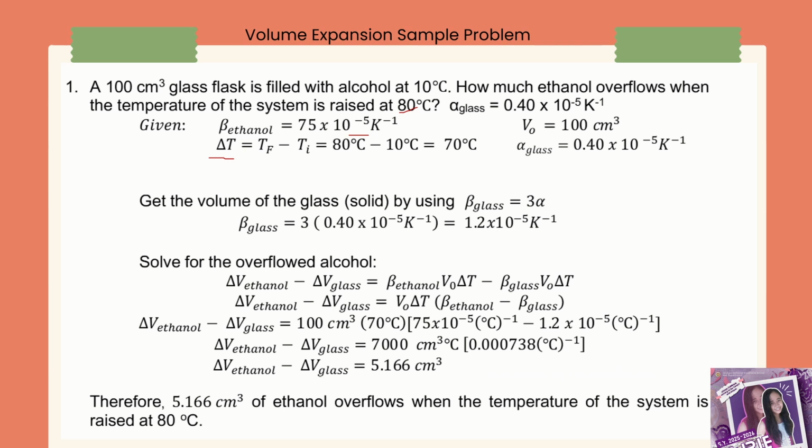We calculate the change in volume of the alcohol and the flask separately. Then we subtract. Therefore, about 5.166 cubic centimeters of ethanol overflows when the temperature of the system is raised to 80 degrees Celsius.